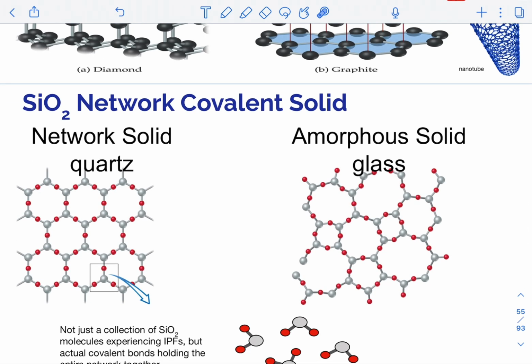So here's silicon dioxide, quartz, and glass. You can see the difference. So the difference between what we're talking about now, where they're network covalent solids, and the IPFs that we're going to talk about in just a few minutes, is that here they are actually bonded. These are actual bonds, okay? And they're actual bonds, not just attraction. So when they're actually bonded, that's a network covalent solid. When there's just attraction, that is just an IPF.